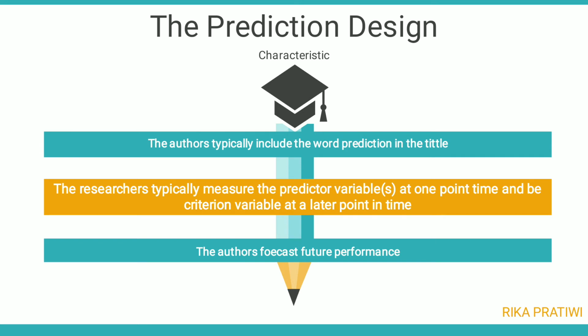And these are the characteristics of prediction design. The authors typically include the word prediction in the title. The researchers typically measure the predictor variables at one point in time and the criterion variable at a later point in time. The authors forecast future performance.